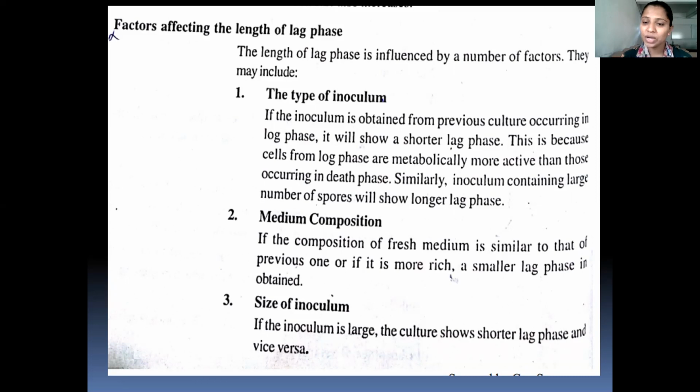Second one, that is the medium composition. If the composition of the fresh medium is similar to the previous one, or if it is richer, a shorter lag phase is observed. Third factor, that is the size of the inoculum. If the inoculum is large, the culture shows a shorter lag phase, and vice versa.